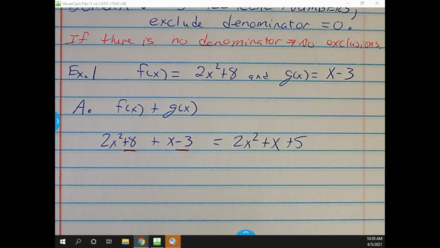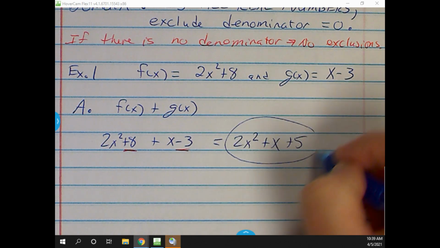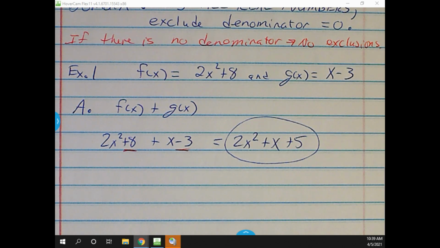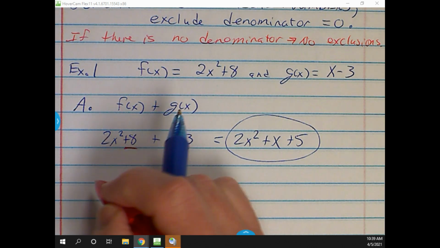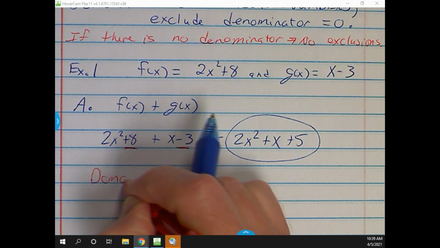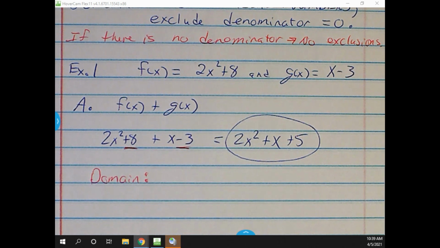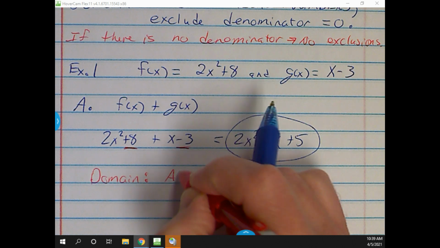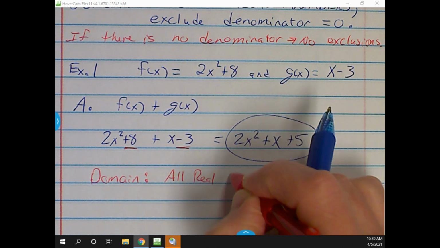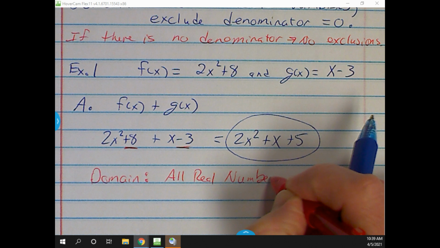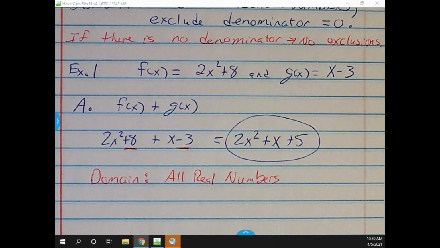Okay, and for all the answers we'll put it in descending order, in standard form, so that would be the final answer that we're looking for. And on this problem, if they ask you for a domain, every answer is going to start off with all real numbers. And then if you have any denominators, you'd come back and ask, what makes that denominator equal to 0? In this case, there's no denominator, so the answer for domain is just all real numbers.